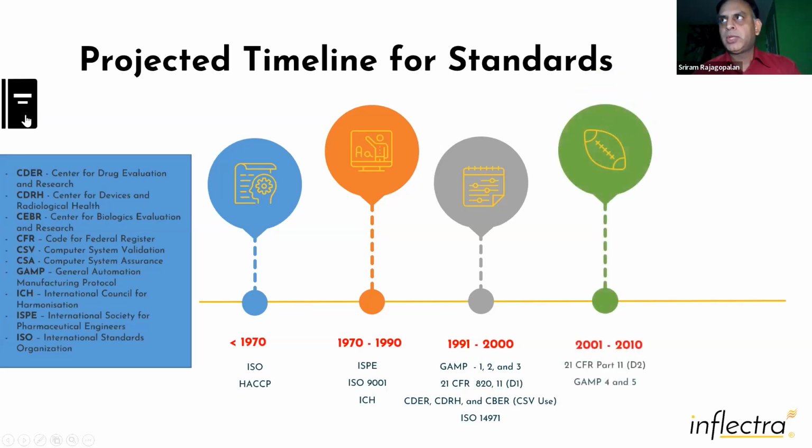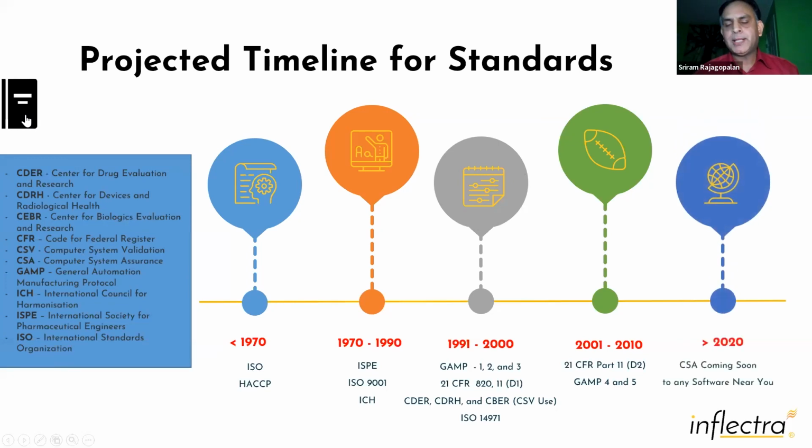And as we move the needle from 2001 to 2020, we introduced much more information about Part 11: who can approve, who cannot approve, who has the control to approve, and those kinds of things were introduced. We also introduced GAMP 4 and 5 at this particular point.